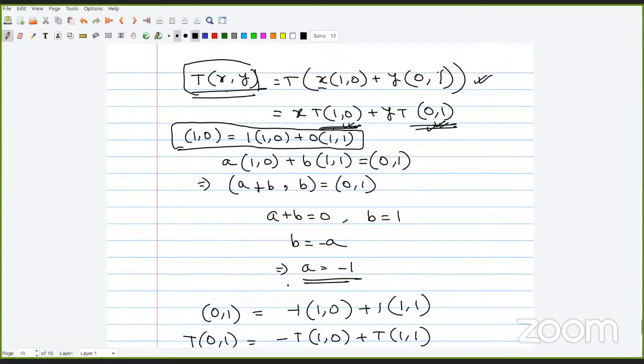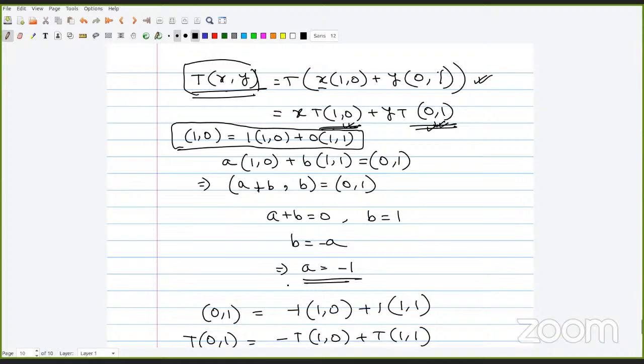Now (x,y) is in the R2 space, where we know the standard basis is (1,0) and (0,1). So we can always write x as x of (1,0) and y as y of (0,1). So the linear transformation T of (x,y) becomes T of x times (1,0) plus y times (0,1), which by the property of linear transformation becomes x of T(1,0) plus y of T(0,1).